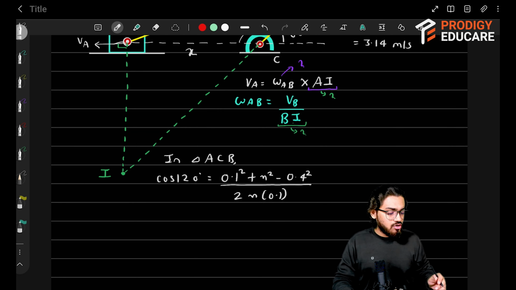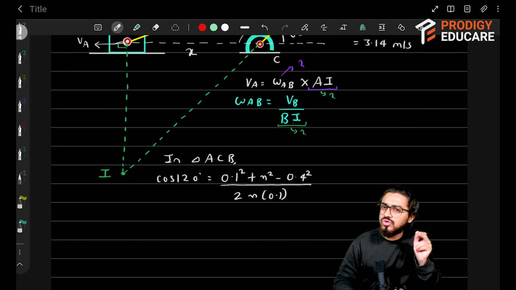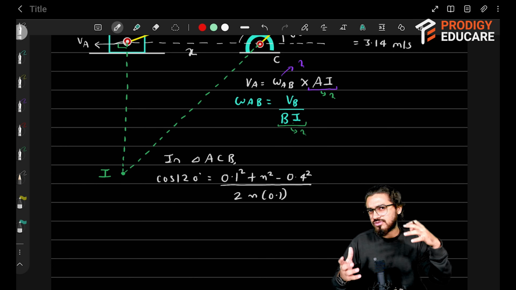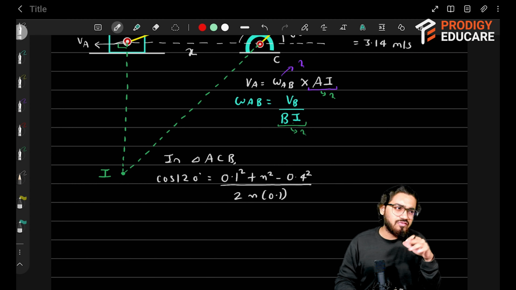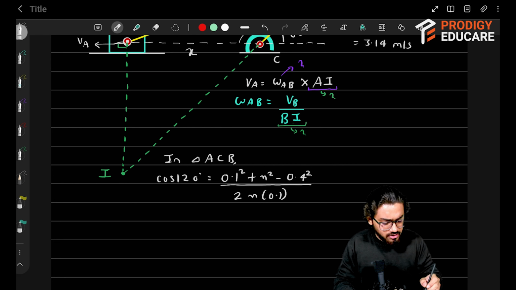Also, we know the value of cosine of 120 degrees. Your cosine of 120 degrees is minus half. How we can evaluate it: cosine 120 I can write as cosine of 180 minus 60, and then cos of 180 minus theta is minus of cos theta. So minus of cos 60 degrees is going to be minus 1 by 2. I hope you know the trigonometry behind it. So I'll be just solving this equation.